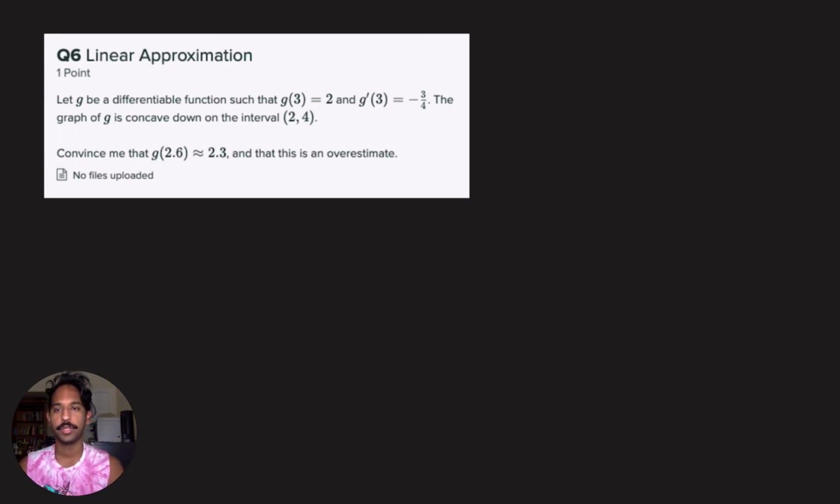G of 2.6. Well, I don't have a function. How am I going to... I see. The question says it, but this type of question is really clearly asking us to do a linear approximation. What that means is we need to find the tangent line at 3 and use that to estimate g of 2.6.